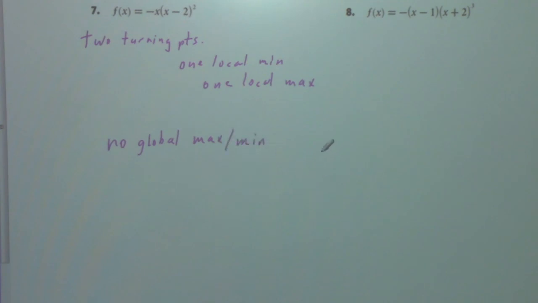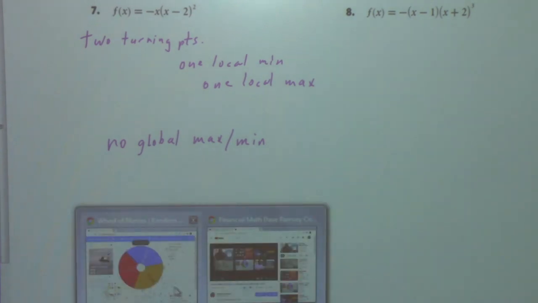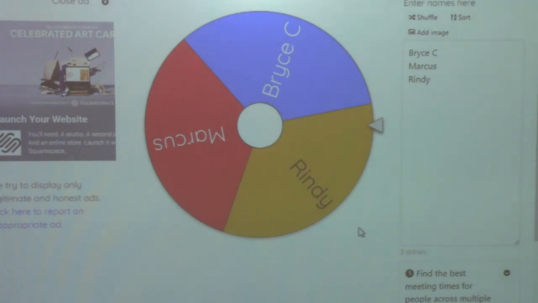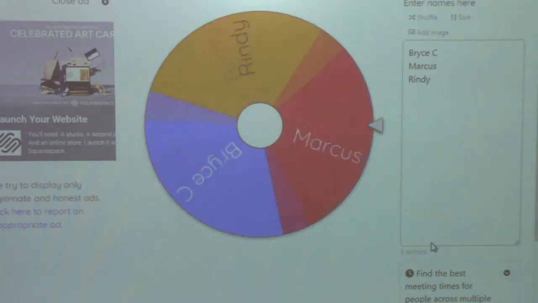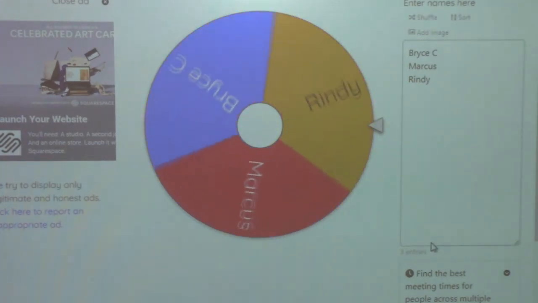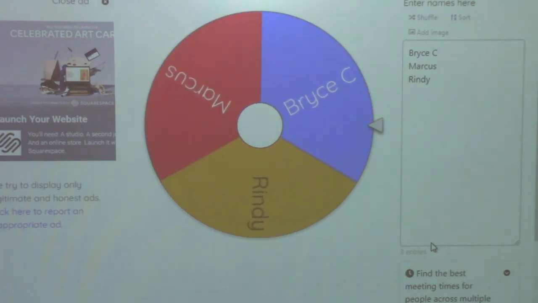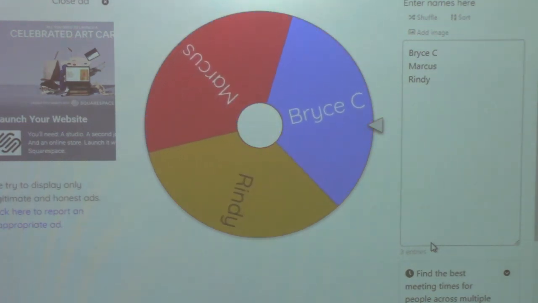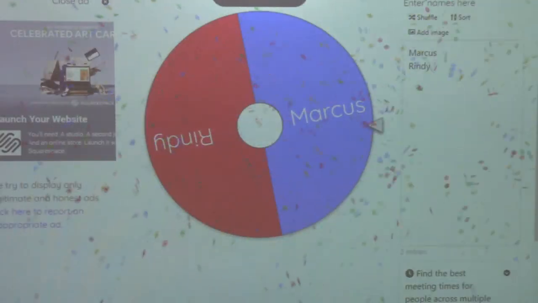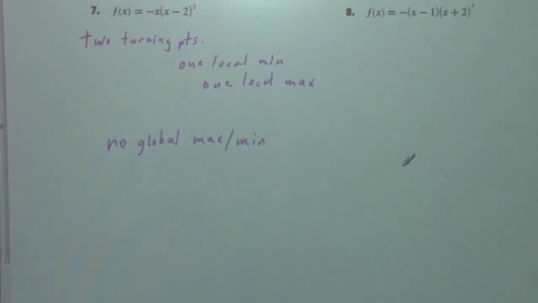Number 8 is what we want to do, and it will probably be the last one today because of lacking class time. Is that a cube or is that square? This last one's going to be Bryce. So Bryce, is it cube or square? That last one looks like cubed, right? Yeah.